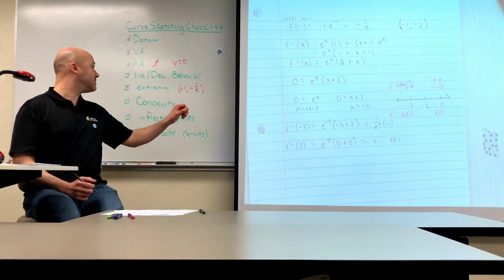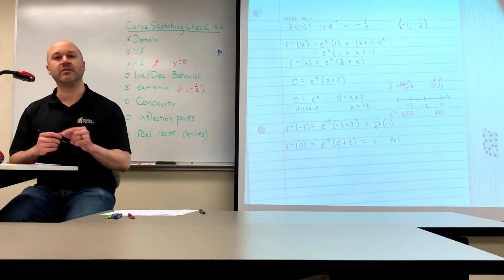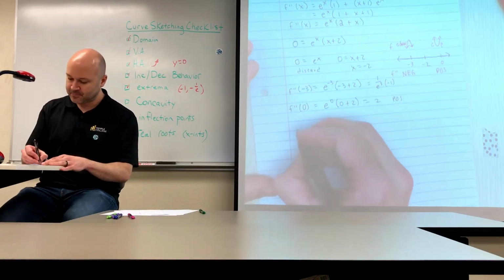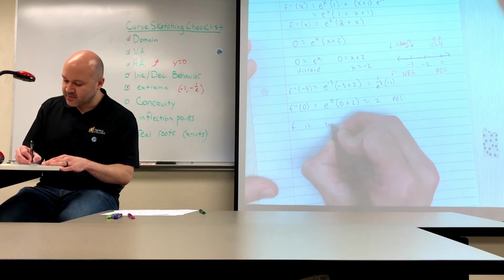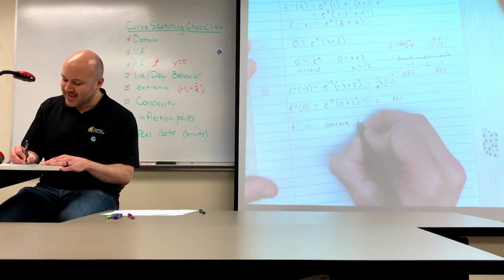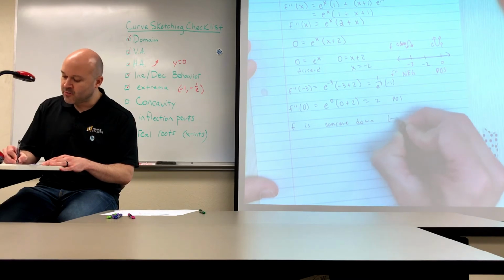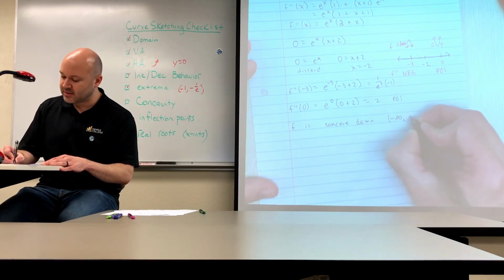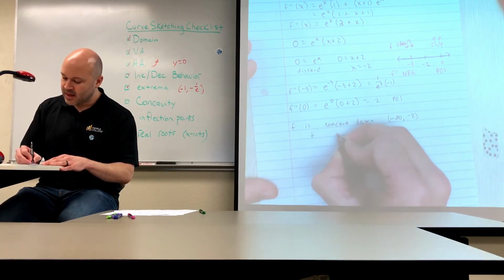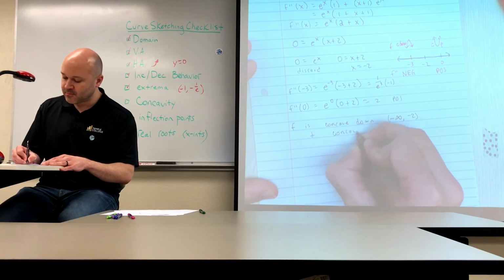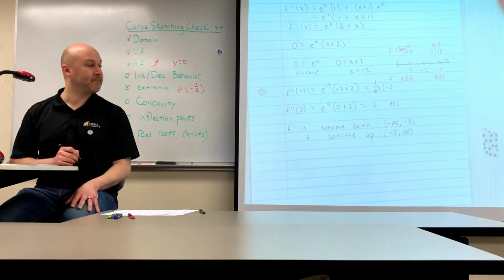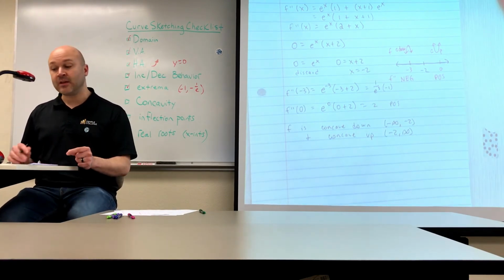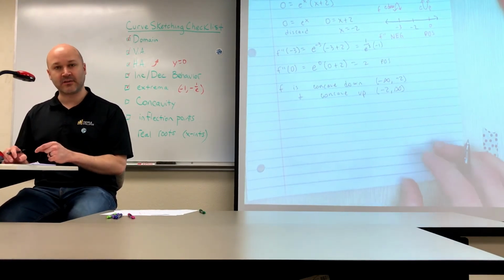Before I move past concavity, I'm going to go ahead and mention the intervals of concavity. F is concave down over the interval -infinity to -2, and concave up from -2 to infinity. Definitely an inflection point when x equals -2.